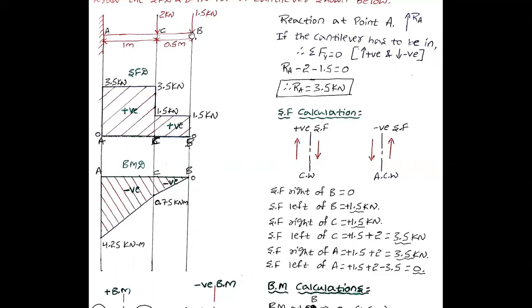I'm going to find out shear force right of B. To the right of B, there are no loads acting. That's why take it as 0. Now consider shear force left of B. This is the left of B. If you take left of B means here I am going to get a point load. I'm taking shear force left of B.